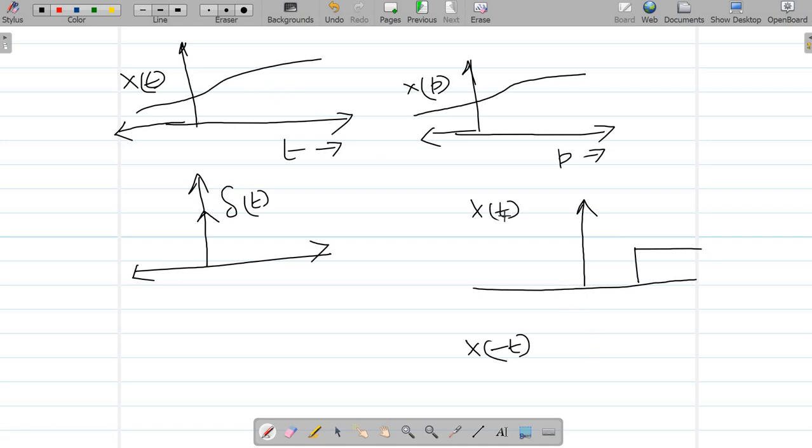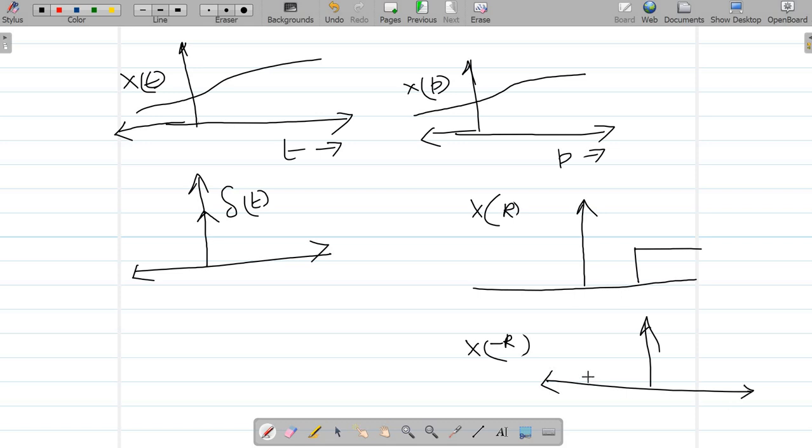Though I am using the same x of t, to avoid confusion, maybe I can use some other index value. Maybe I can use it as x of k. Then x of negative of k is nothing but a reflection, the mirror image, along the y-axis. It has to be reflected along the y-axis.